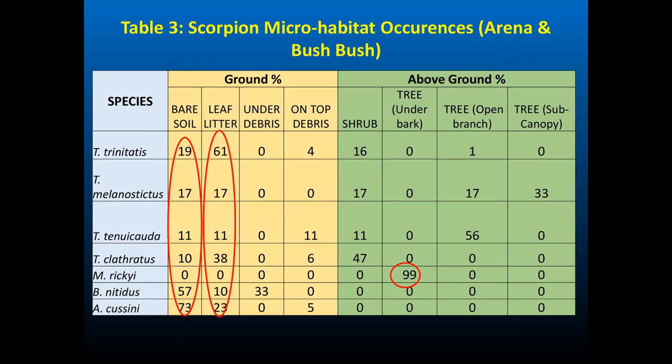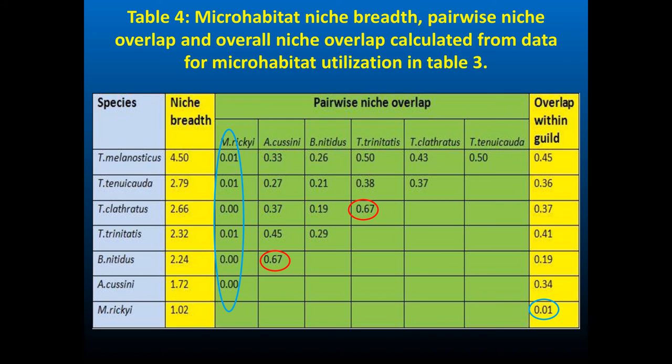Right? So this table, basically, after rigorous calculations, we came up with niche breadth and pairwise niche overlap, and overlap within guild, right? So I'll just give you a basic rundown. Pairwise niche overlap runs from 0 to 1, right? With 0 being almost no overlap, and closer to 1 meaning there's significant overlap.